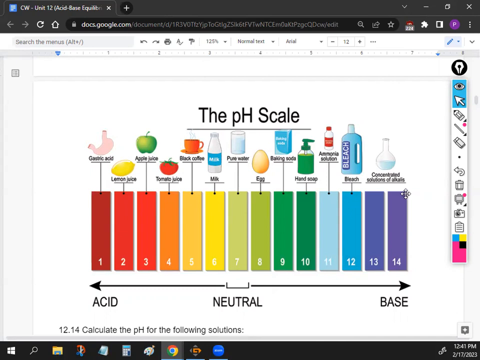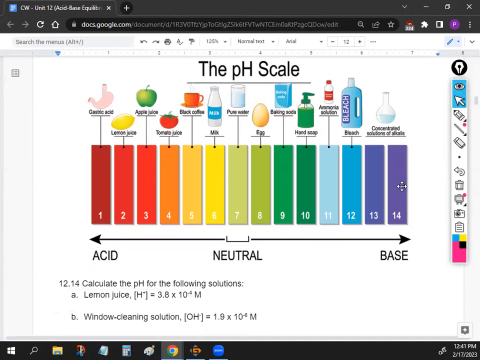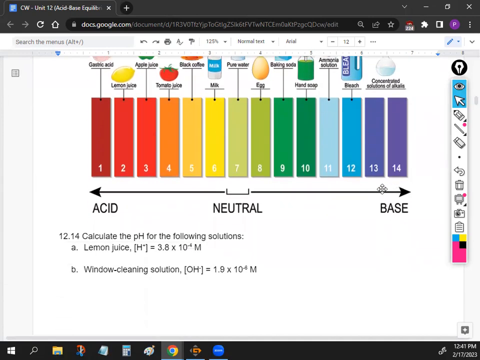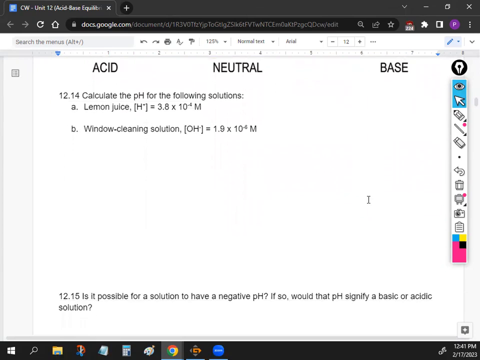All right. So whenever I go to the mall with my wife and I see a really basic girl, I see she's pH 14. And then my wife's like, okay. Anyway.